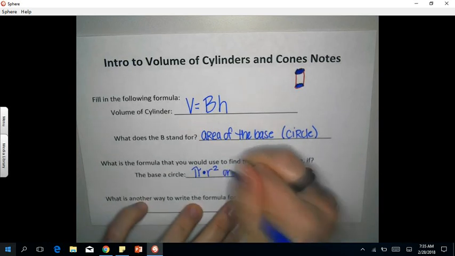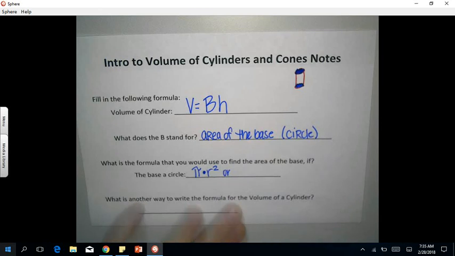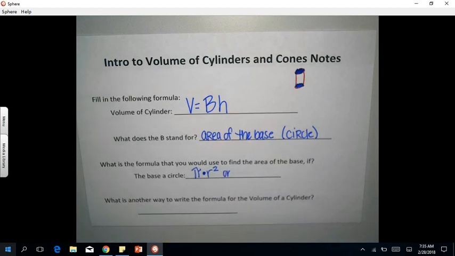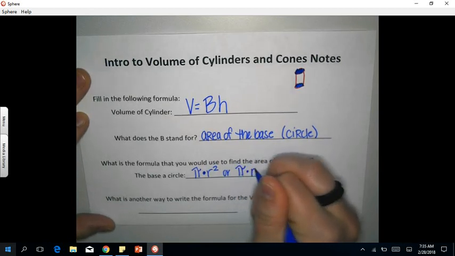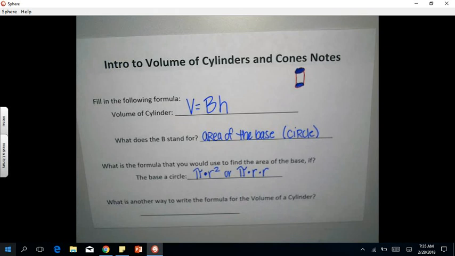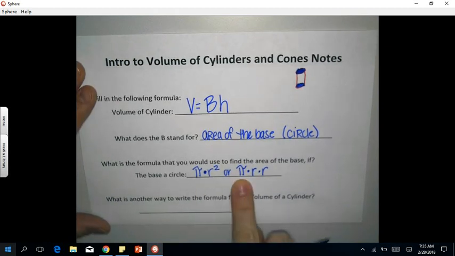Now, I sometimes forget the radius squared does not mean radius times 2. If they wanted to do that, they would just write radius times 2. Remember, we're not finding circumference here, we're finding the area. So if it's easier for you to write this, pi times your radius times radius, you totally could do that. So keep in mind that these two are the same.